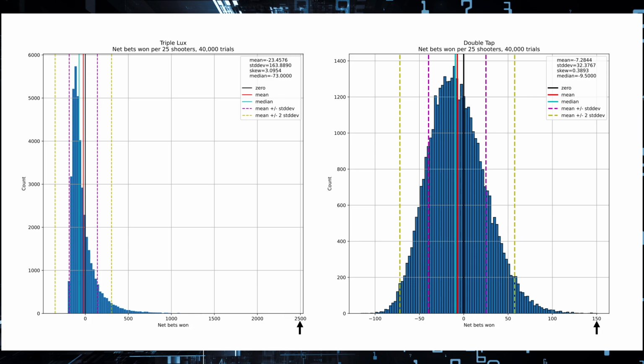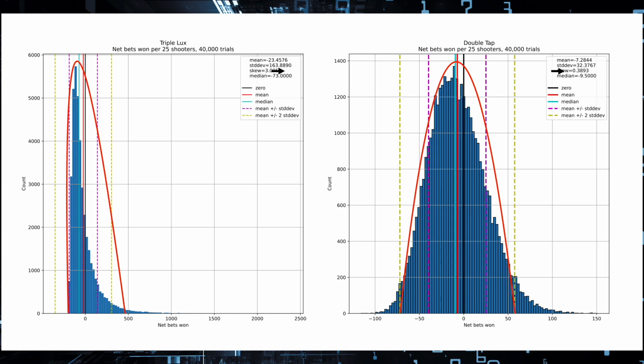Next, notice that the shape of the distributions is different. While the distribution for the double tap is fairly symmetric, the distribution for Triple Lux exhibits something called skew, where the distribution trails off more heavily in one direction than in the other. We call that skew. We can see the skew statistic at the top. Double tap has a small skew value of about 0.4, but the value for Triple Lux is 3. That's much larger. This is the reason that the mean is so different from the median.